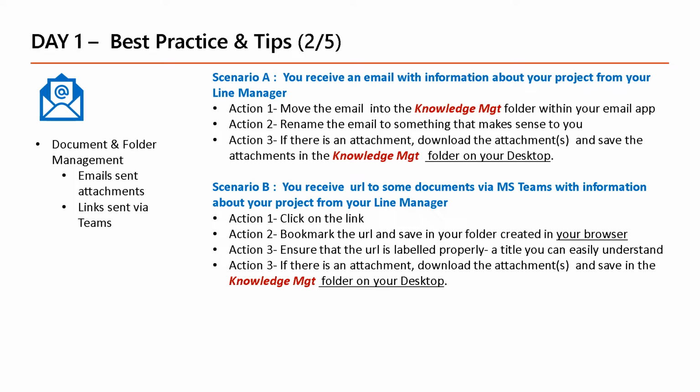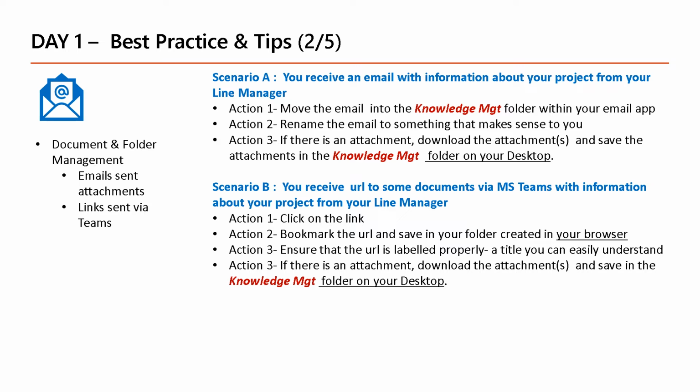So for example, scenario A, you receive an email with information about your project from your line manager. First thing you do is move the email into the knowledge management folder within your email application. Rename the email if you need to, email file, to something that makes sense to you. And check if there's an attachment. You download that attachment and save it to your desktop. Remember that folder we created, knowledge management folder. Save all your download files to that folder.